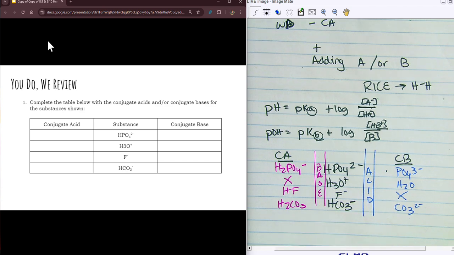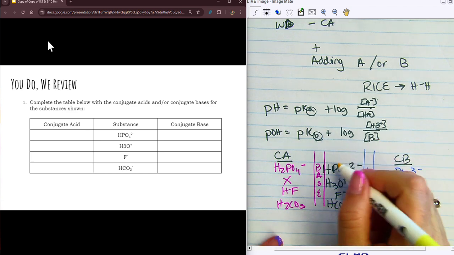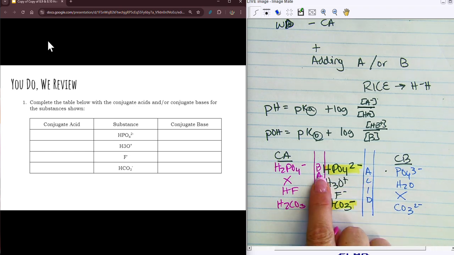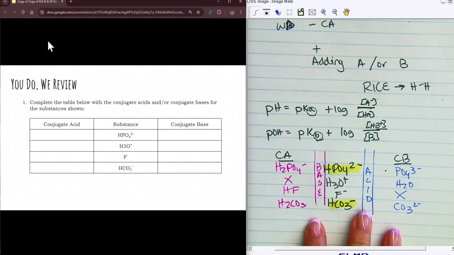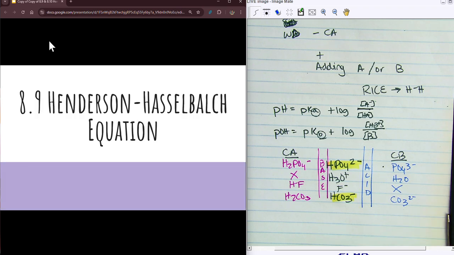Now, of these substances, which ones are amphoteric or amphiprotic, meaning they can act as both an acid or a base? The answer is the biphosphate and the bicarbonate. These two are amphiprotic or amphoteric because they can act as both an acid and a base. That's really good to know and be aware of. Definitely could be asked that question on a test.